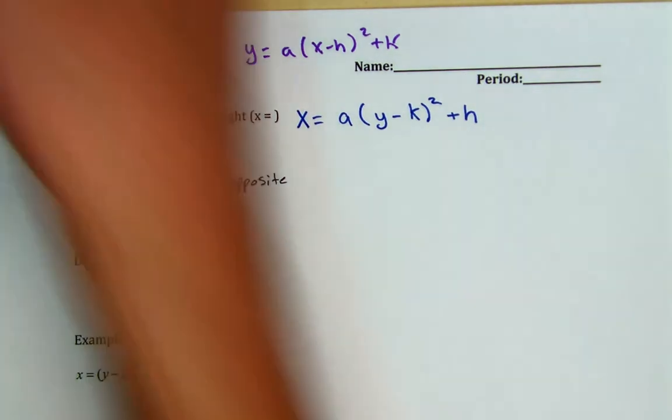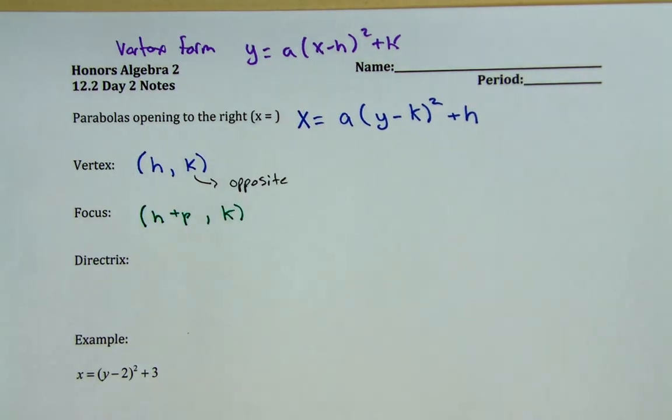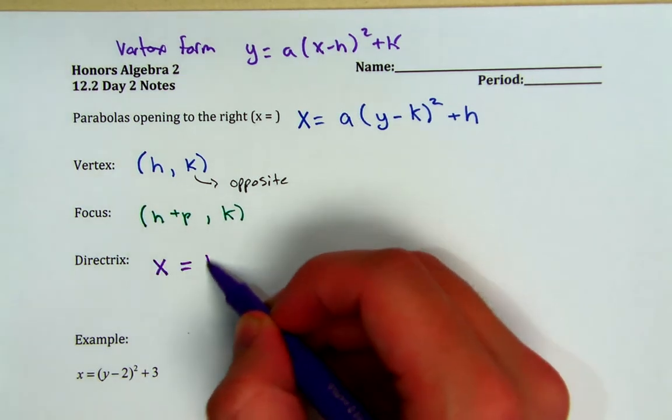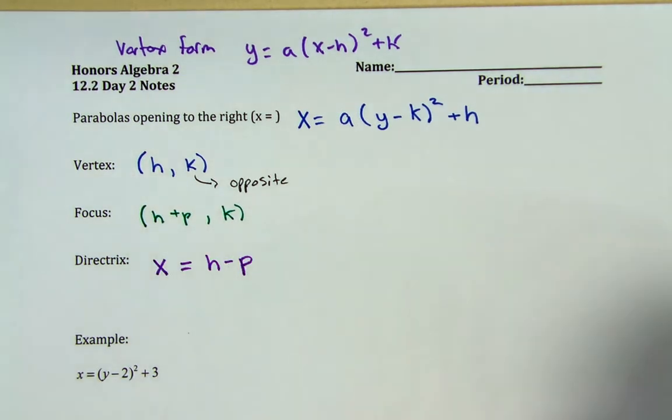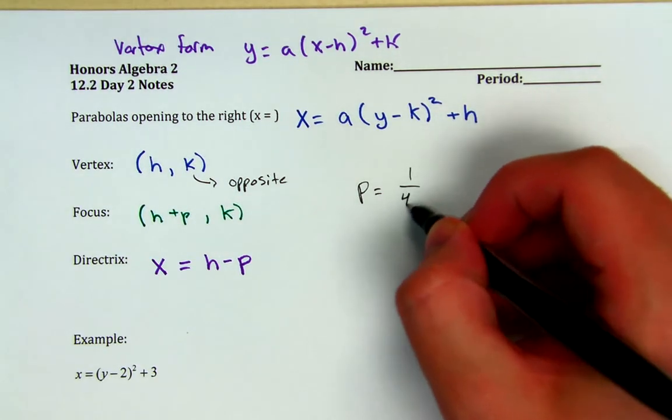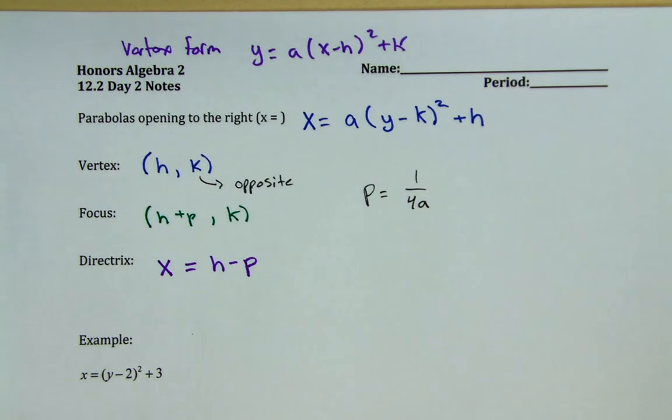And then you're probably thinking, oh, well then the directrix, instead of being y equals, is going to be x equals h minus that value of p. Now, if you need a reminder, remember p equals 1 over 4 times a. So there's our formula to get there. Alright, so let's go through an example.